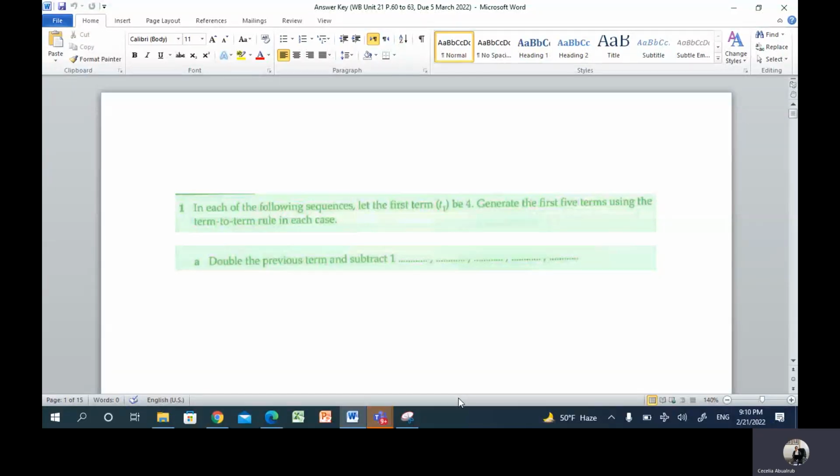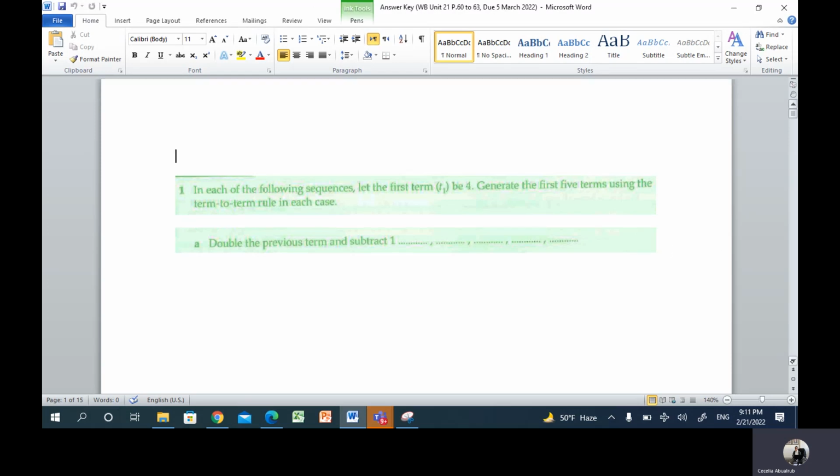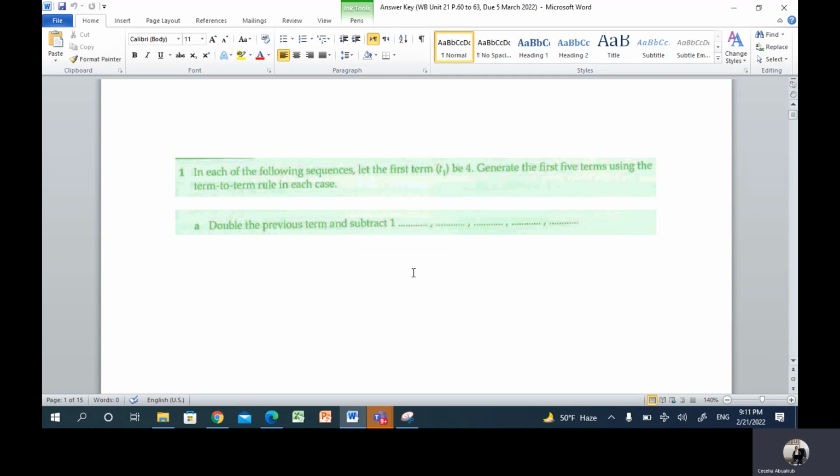Hi there. We are going to solve multiple problems that are related to sequences. And always remember that sequences is part of algebra, so there is going to be a lot of algebra involved in sequences. So let's look at the first question.